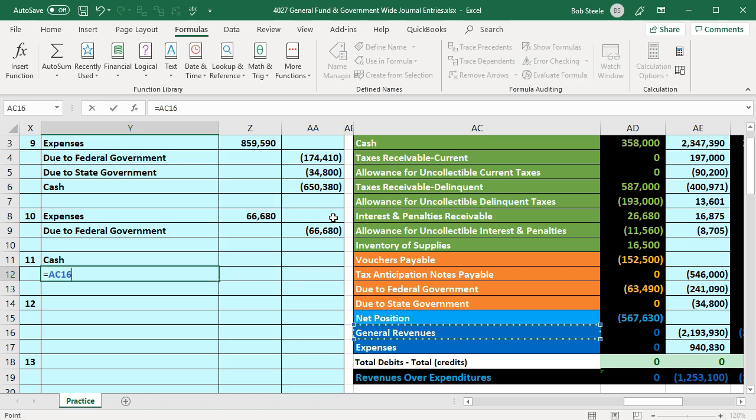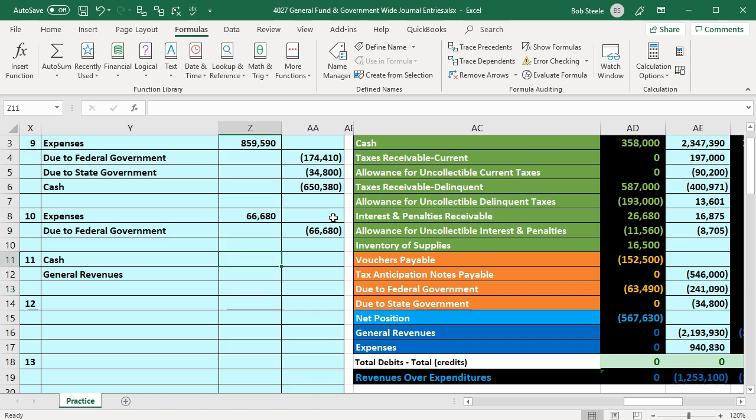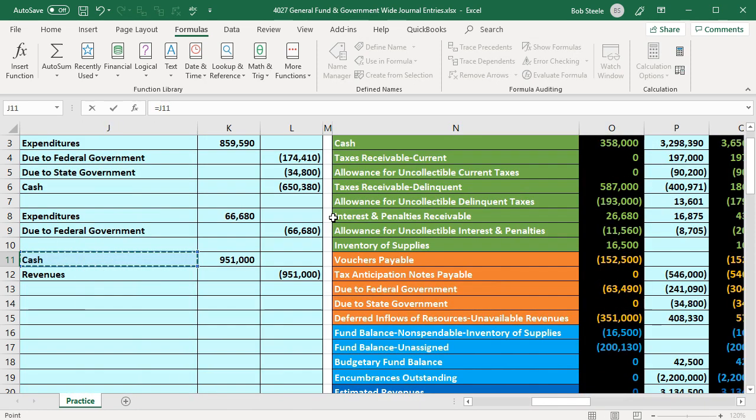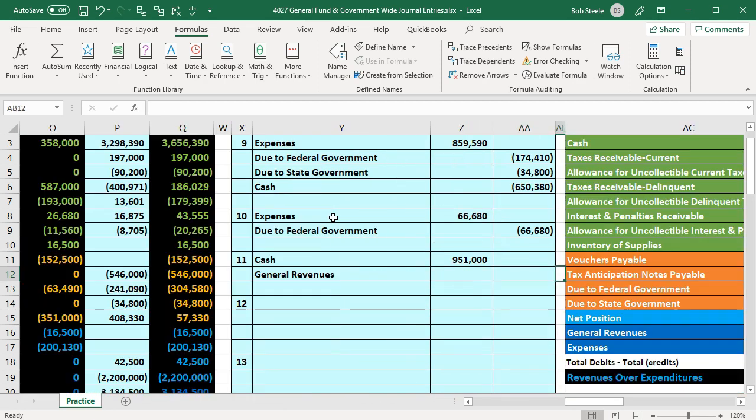The other side is going to be the general revenues. Slightly different in that the name's a bit more specific. General revenues, number or amount will be the same. I'm going to say equals, go back to the amount from the prior transaction we entered, and then pick up the credit as well. Now we'll go ahead and post this out.